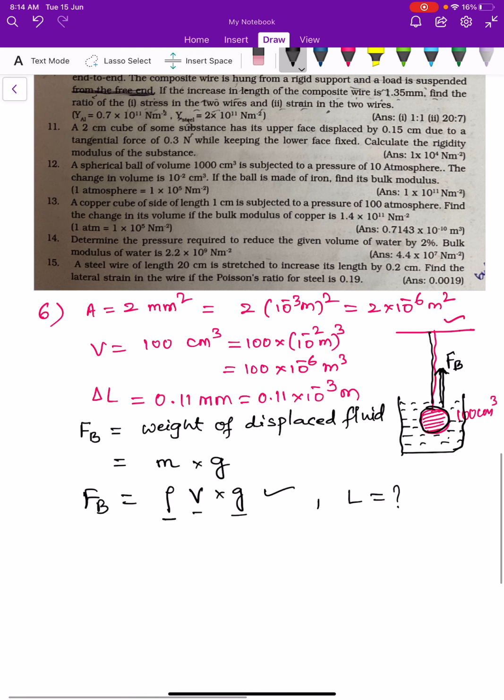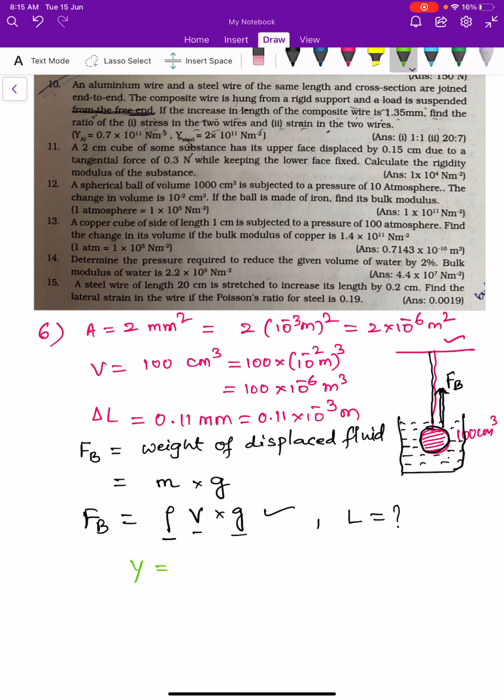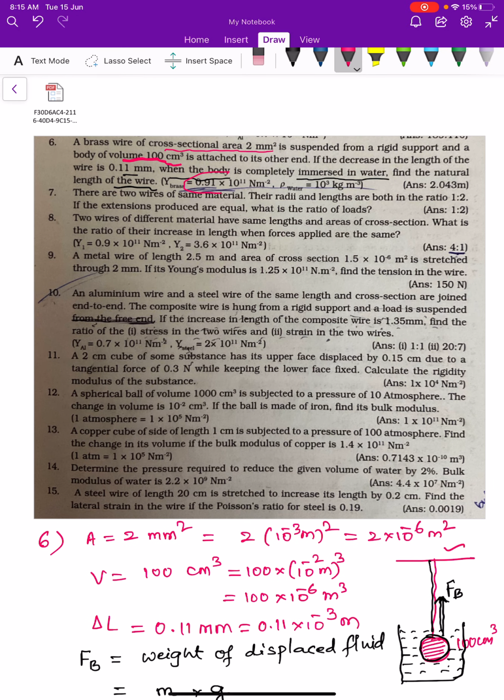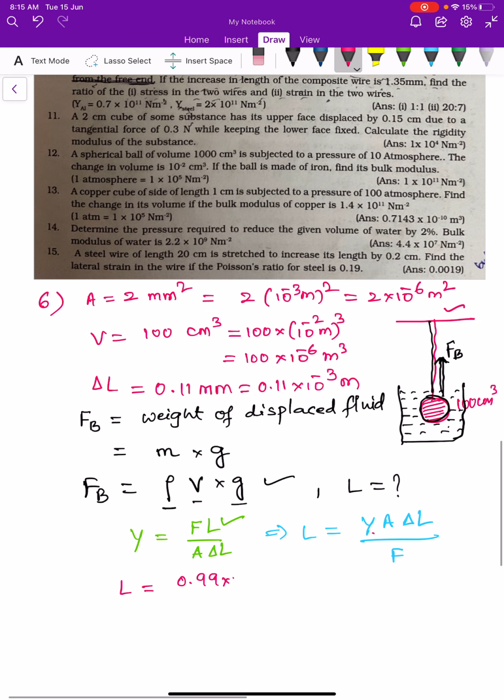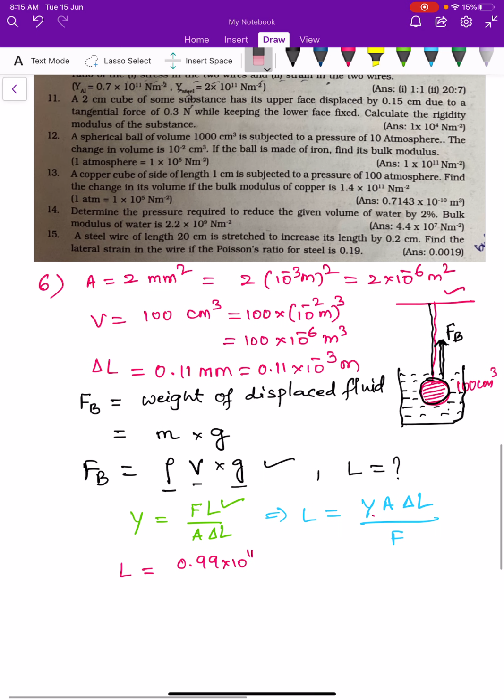What is L here? We know Young's modulus Y is equal to F into L by A delta L. Here we are asked to find the length, so rearranging the terms, L is equal to Y A delta L divided by F. Now the original length L equals Y, which is 0.91 into 10 to the power of 11, into area, which is 2 into 10 to the power of minus 6, into delta L, which is 0.11 into 10 to the power of minus 3, divided by F.